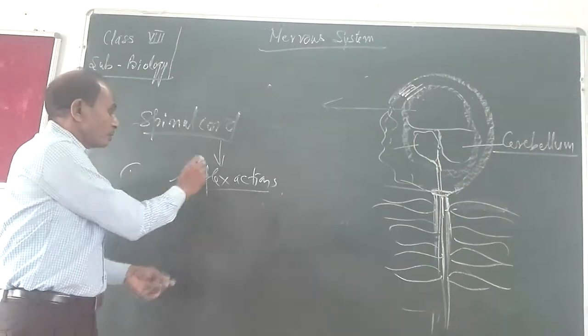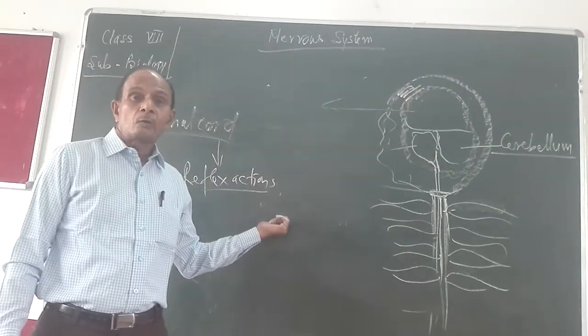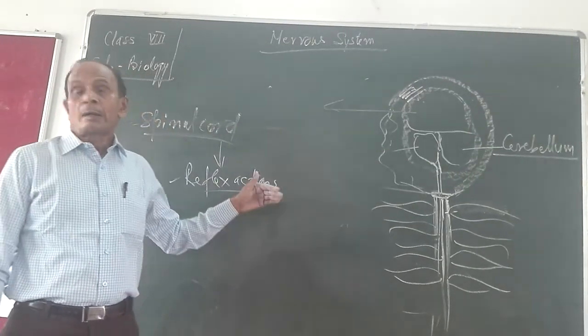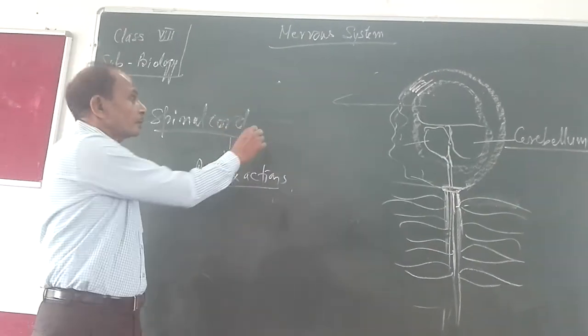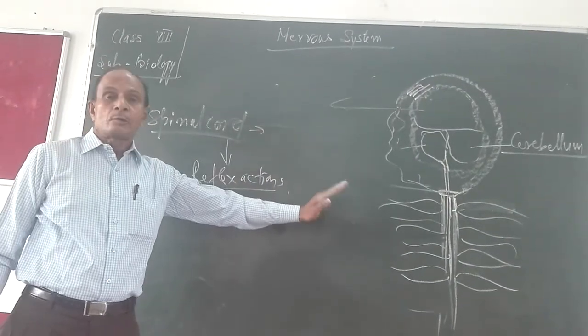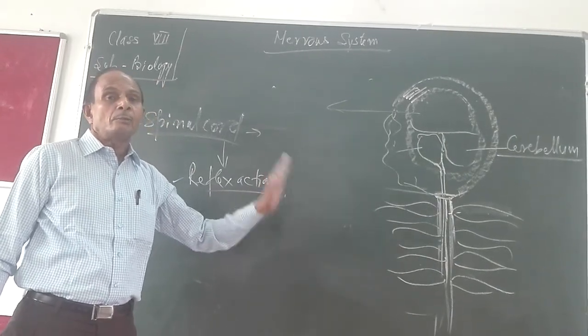You have defined reflex actions. All those responses which are shown very quickly and without thinking are called reflex actions. Clear? The main function of the spinal cord is to control reflex actions and provide protection to our body. Okay?